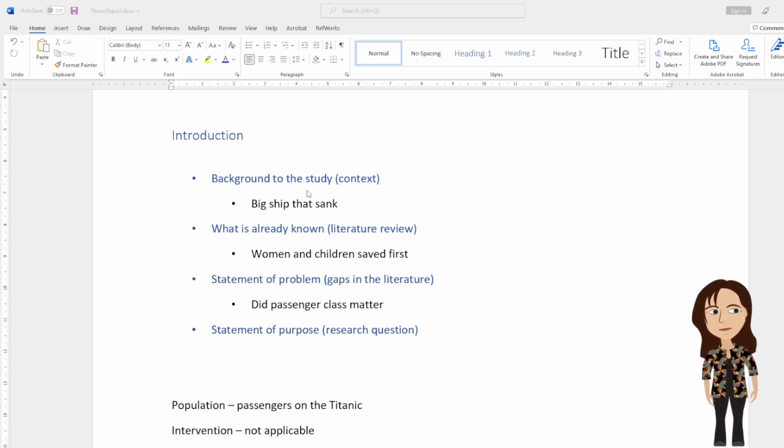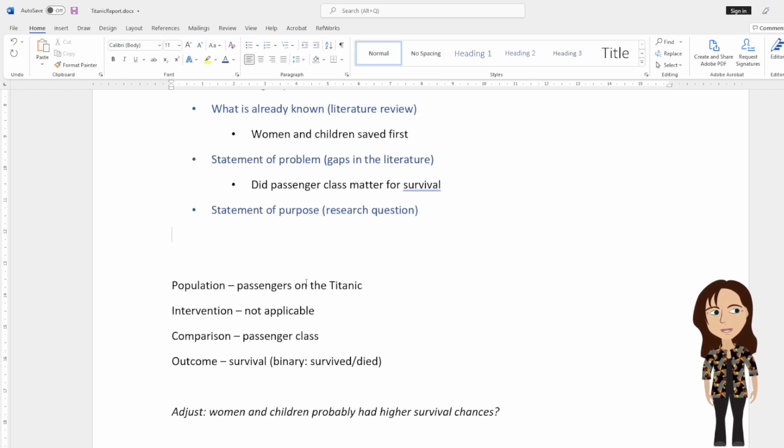your report. There was a big ship that sank. We know that women and children were saved first. Does passenger class also matter, say, for survival? And then that leads us to a research question.